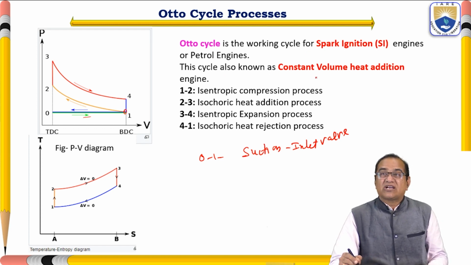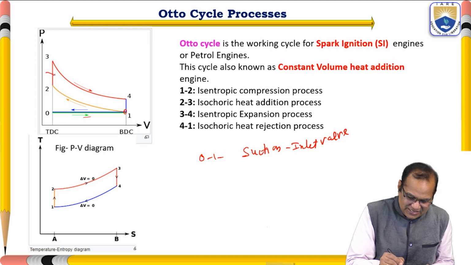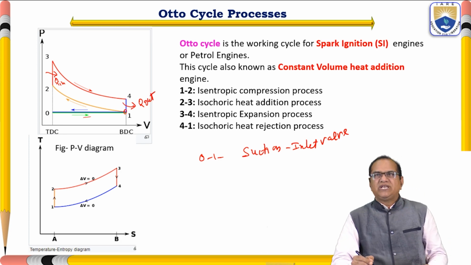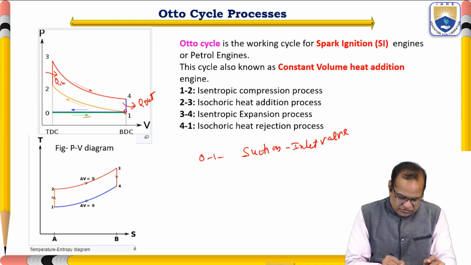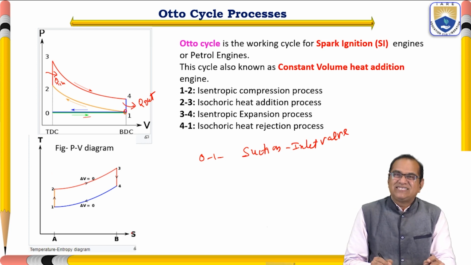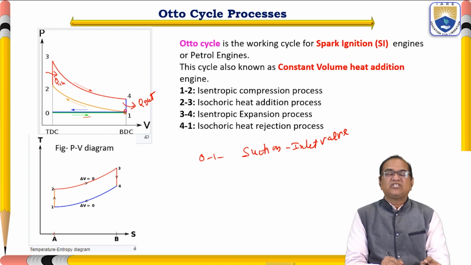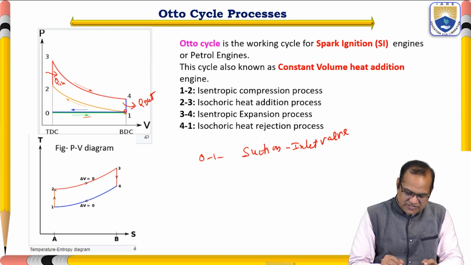This cycle is also known as the constant volume heat addition engine. So here the heat addition will be at constant volume. Here this is the Q in and this is the Q out. Okay, so here the 1 to 2 process is isentropic. In this TS diagram you can see the isentropic 1 to 2 is a vertical line. It indicates that there is no change of entropy in this diagram. So this 1 to 2 is a constant entropy or isentropic compression.